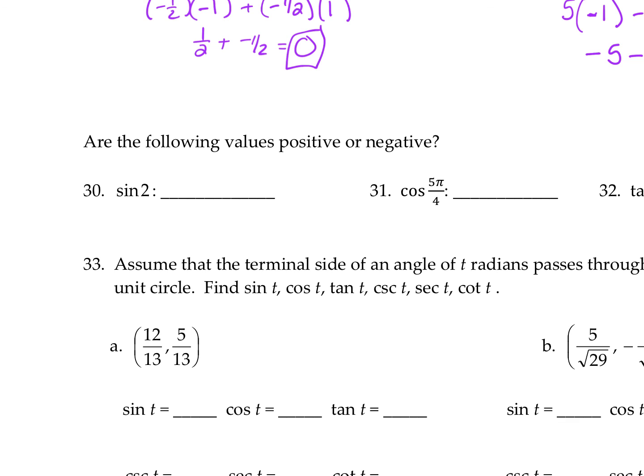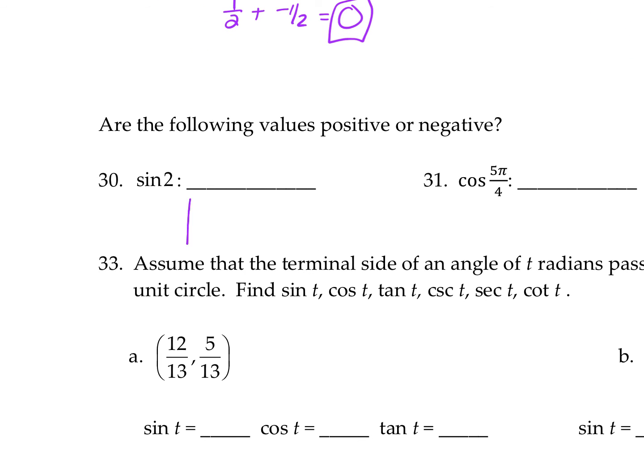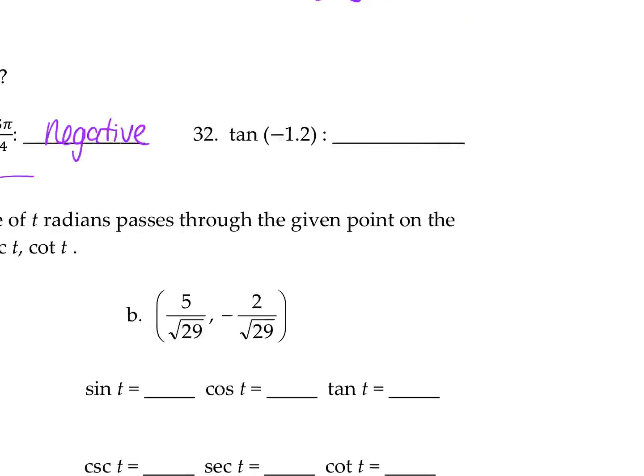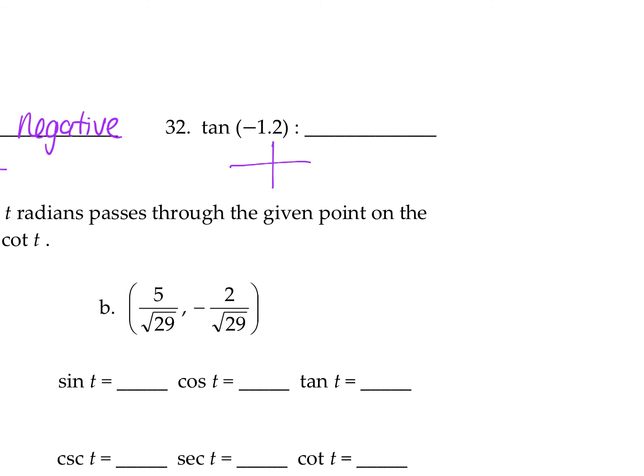Are the following values positive or negative? All right, sine of 2. So 0, this is 3.14. So 2 is somewhere between there, and sine is positive in both those quadrants. So we're going to say this would be positive. Cosine at 5 pi over 4 would be in quadrant 3, so it would be negative. Tangent at negative 1.2. Well, that would be in quadrant 4, and tangent is negative in quadrant 4.